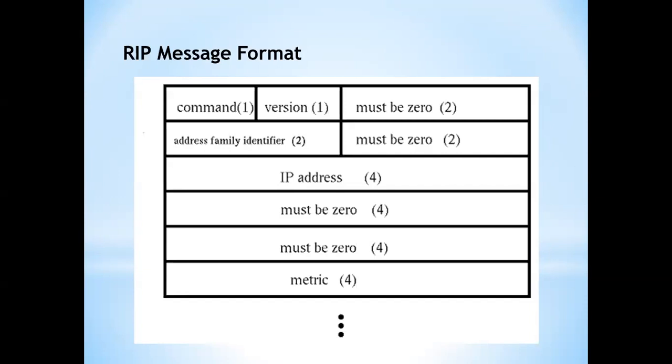Next is address. This field is used to specify the IP address of the entry. Next is metric. This field indicates the number of hops that have been traveled on the trip to the destination. This value is between 1 and 15 for a valid route, and 16 for an unreachable route.